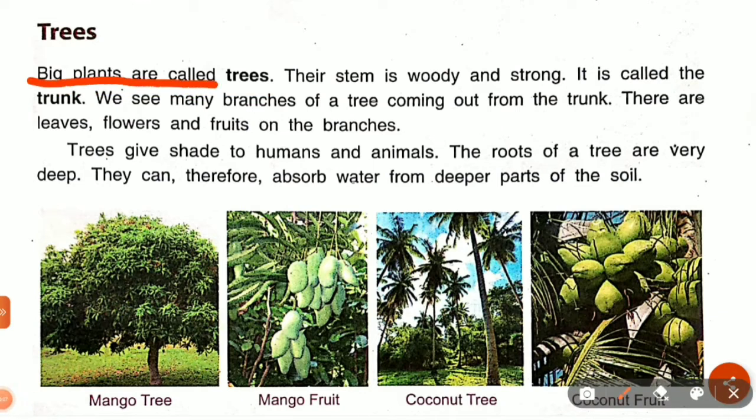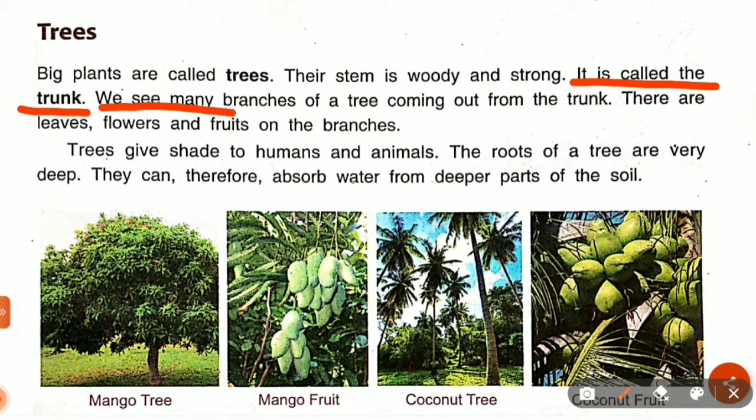Big plants are called trees. Their stem is woody and strong. Woody means what? It will change to brown in color. And usually if it is a small plant, it will be green in color. In the tree, the wood will be brown color, right? And it will be very strong. Yes. Okay. The wood part is called the trunk.